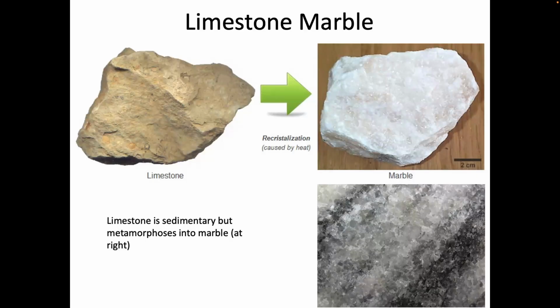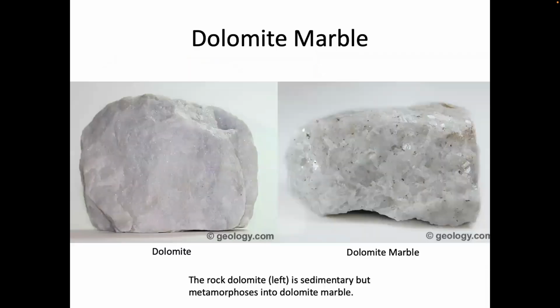So, just some quick review stuff here, some pictures. Here's limestone, a sedimentary rock type, right? But it metamorphoses into marble on the right. And you can see that, at least at the naked eye level, it looks like it's been highly deformed compared to what you might otherwise be used to seeing. Dolostone, dolomite, can also metamorphose, in which case we call it dolomite marble or dolostone marble.